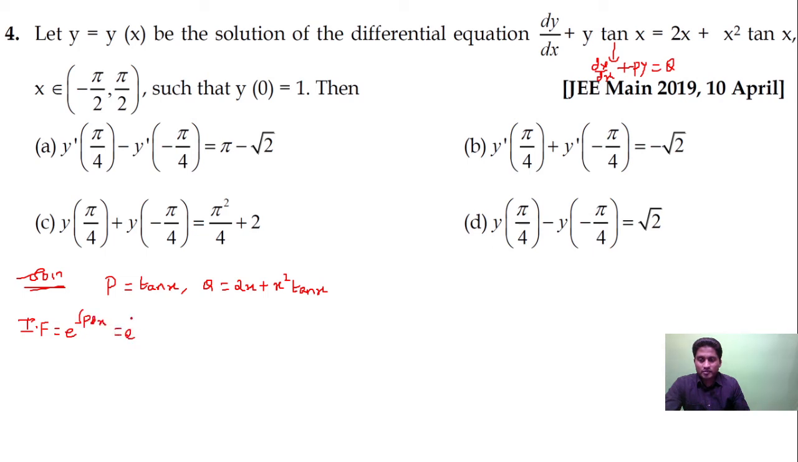Now IF is equal to e to the power of integral P dx. So this is e to the power of integration of tan x. Integration of tan x will be equal to log sec x. e to the power of log sec x will be equal to sec x only. Now the solution is y into IF is equal to integral Q into IF dx plus C. You get y into IF will be equal to sec x.